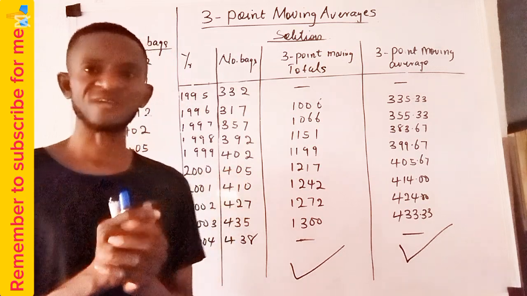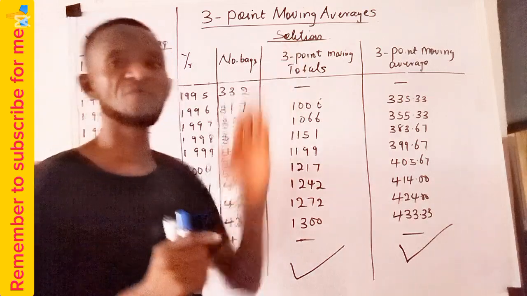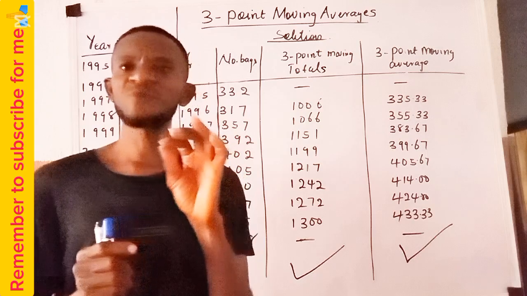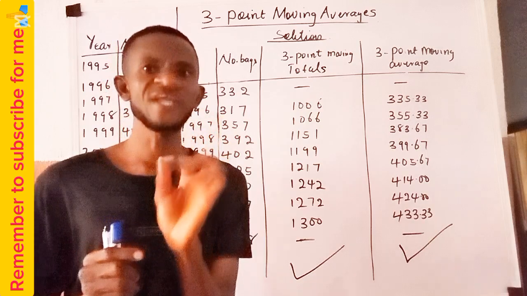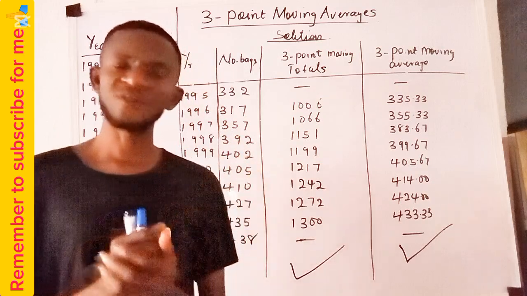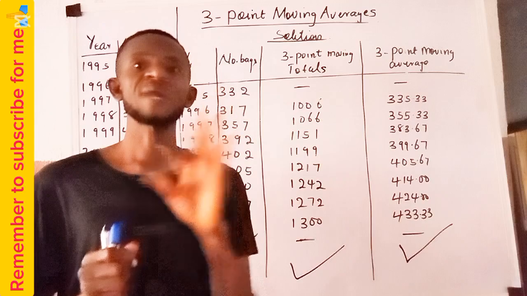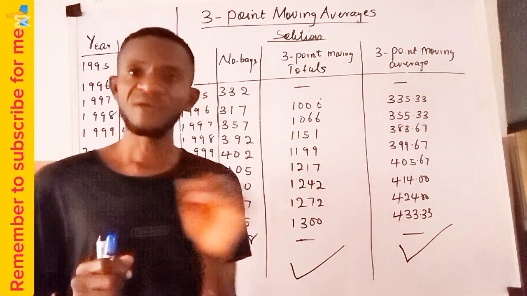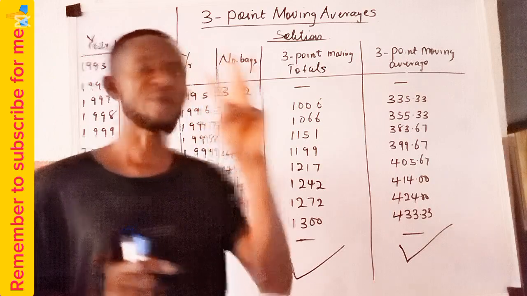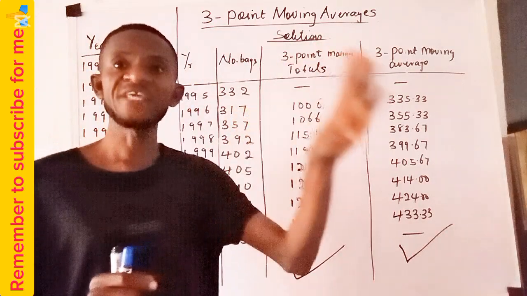Without wasting much of your time, this is what we have to tell you about 3-point moving averages. We are going to conduct a class on 4-point moving averages and tell you the little difference between the 4-point moving average and the 3-point moving average. Because in the 4-point moving average, we talk about centering. But in this case, we do not talk about centering because we are dealing with an odd number, 3. But in the other one, we will be dealing with an even number, 4.